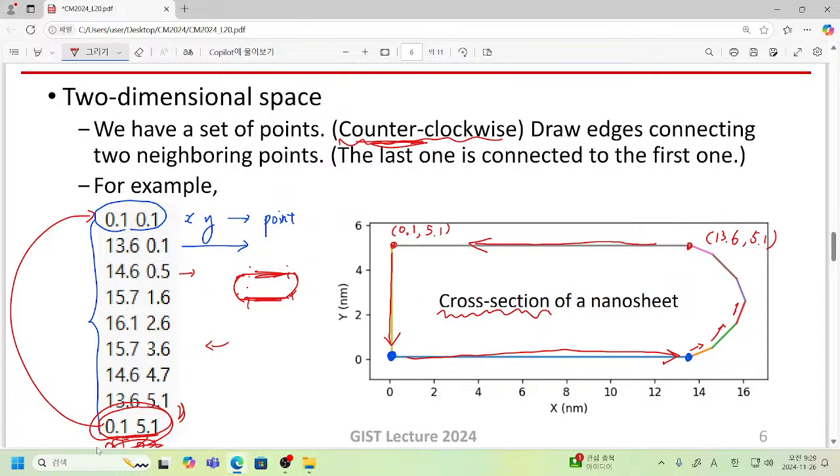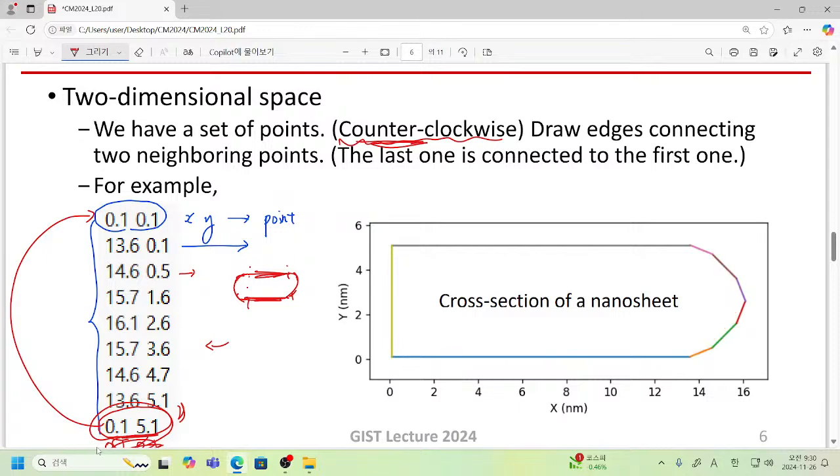So in this example I intentionally made this asymmetric situation. Here we have quite a right angle, and here we have a rounded angle. This is just to show that this method can be applied to general cases. Usually we have a symmetric structure.